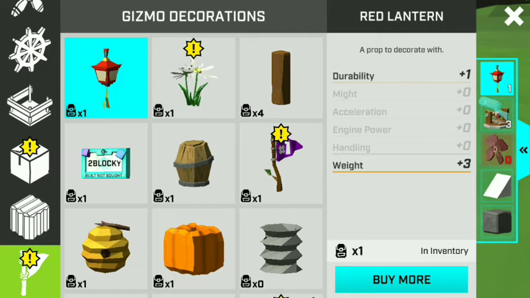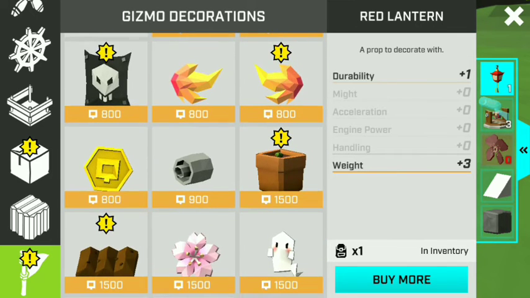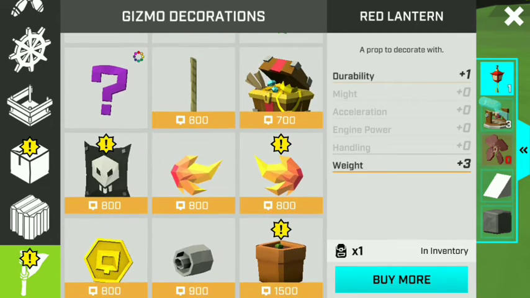And yeah, so this is good, especially if your gizmo is color red. The totality of your gizmo is color red, and most probably you're actually going to have a good design for the red lantern.